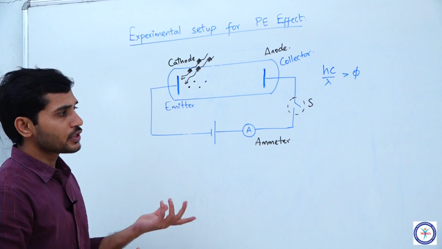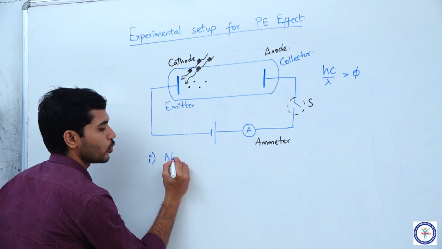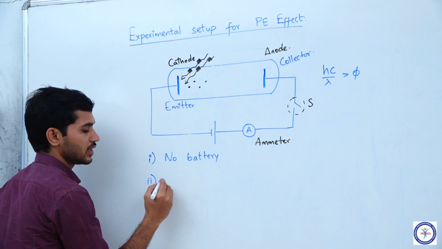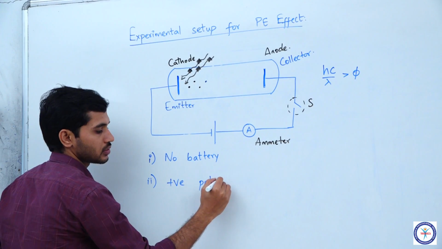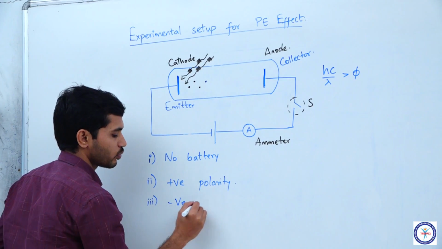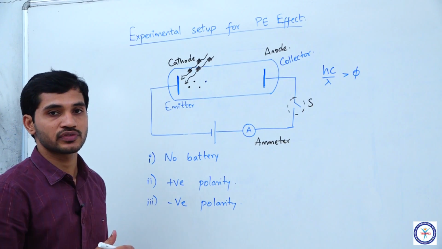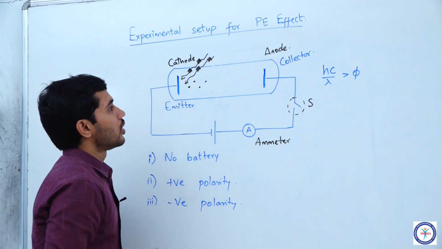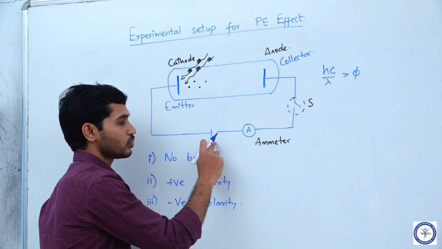Now, we are going to discuss 3 different cases. Case 1 is no battery, case 2 is the battery is present with a positive polarity, and case 3 is the battery is present with a negative polarity. So, we are going to discuss what happens in each of these scenarios, what we would observe happening in this particular circuit. Let us first discuss the no battery scenario. So, let us assume that there is no battery.